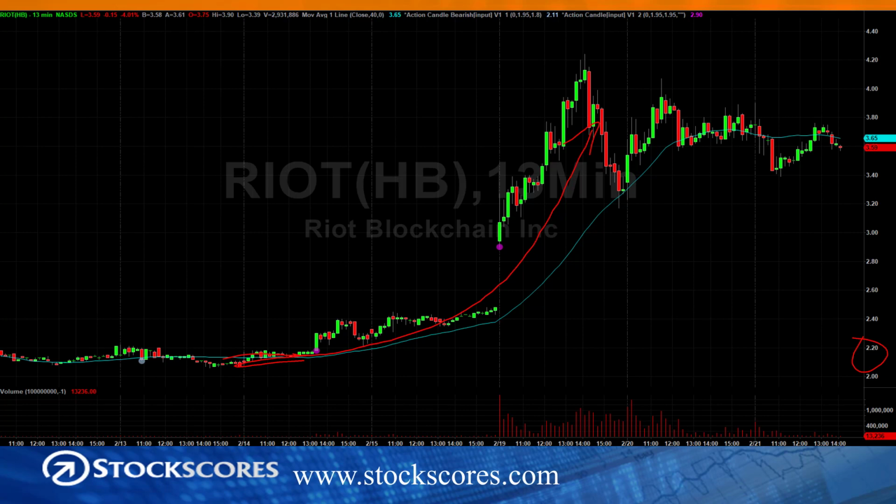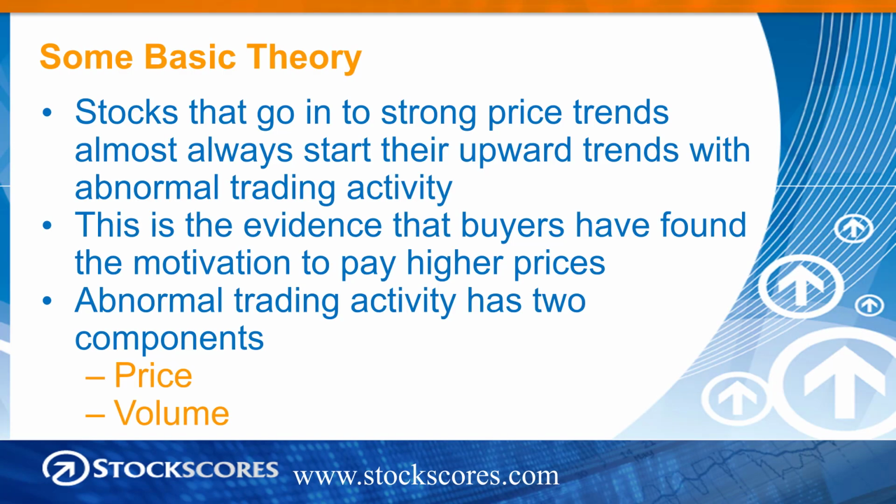And there's some dots on this chart that I will explain in a moment. But for now, this is the kind of trade we're looking for. These stocks that can make dramatic gains give us really significant profits in a relatively short amount of time. So the stocks that go up in these strong price trends almost always start their upward trends with abnormal trading activity. And this abnormal trading activity is the evidence that buyers have found some motivation to pay higher prices.